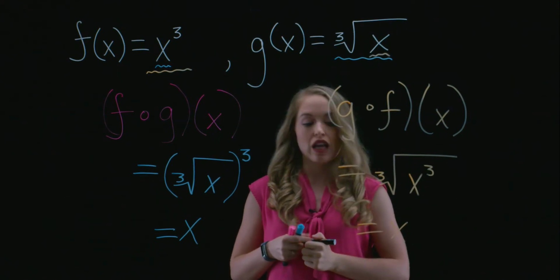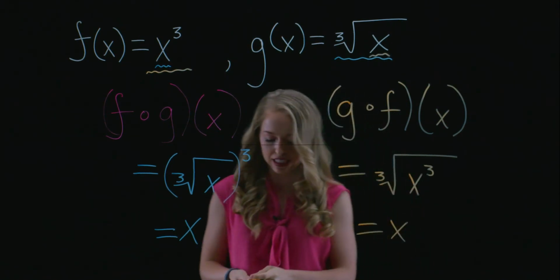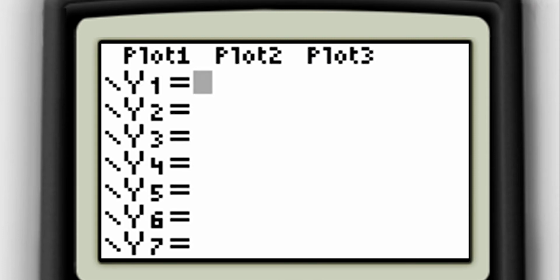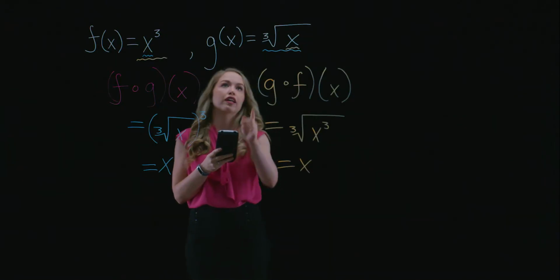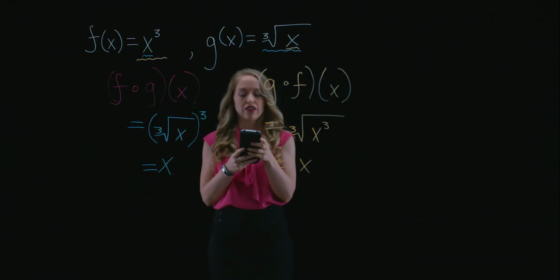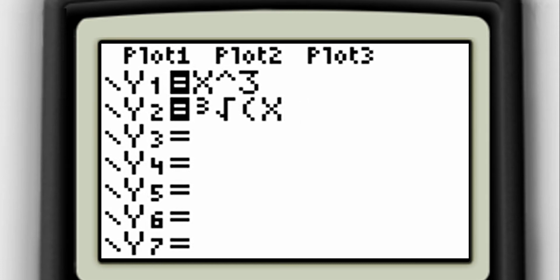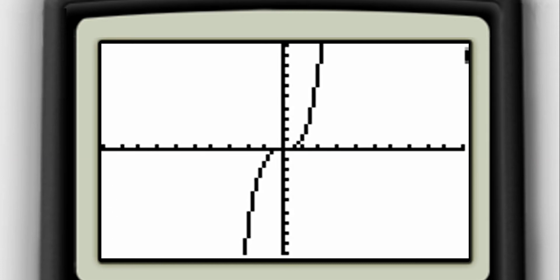So I've successfully shown algebraically that these are inverse functions, and now I'm asked to verify that in my graphing utility. So I can click y equals, and plug in both functions. So I'll plug in x to the third power, and then where it says y sub 2, I can plug in my g of x function. For this one, I'm going to click the math button and scroll down to where I see the cubed root so that I can input that. I click graph. It'll plot the graphs for me.